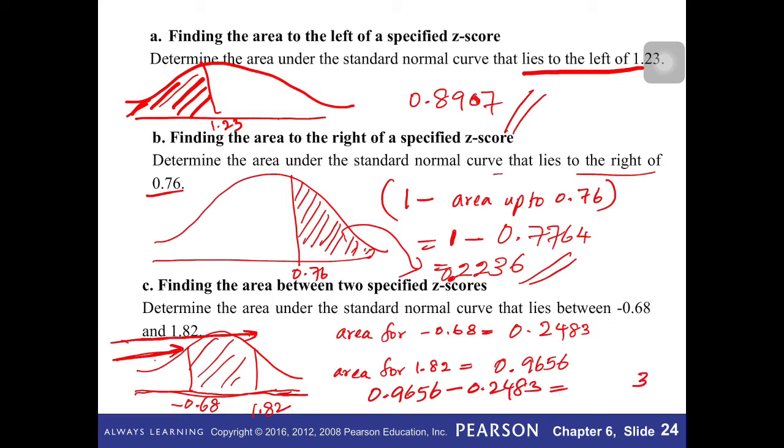This is going to be 3, and this is going to be 7, and this is going to be 1927. So this is going to be your value. Okay, am I correct? Let me double check this value. It should be 0.7173. So the area under this curve between negative 6.8 and 1.82 is 0.7173.